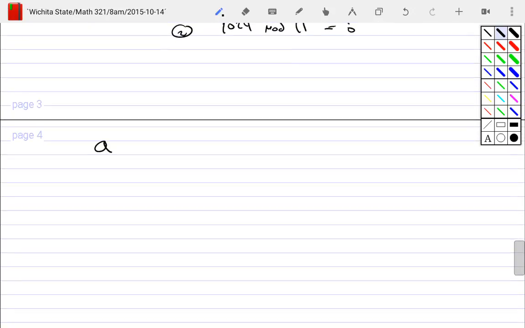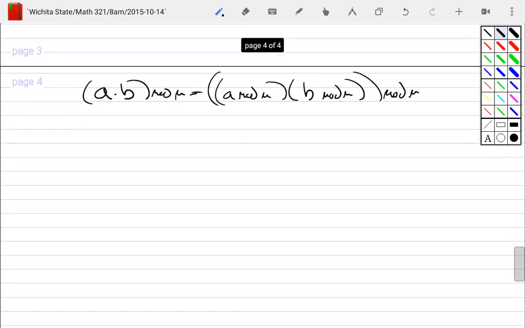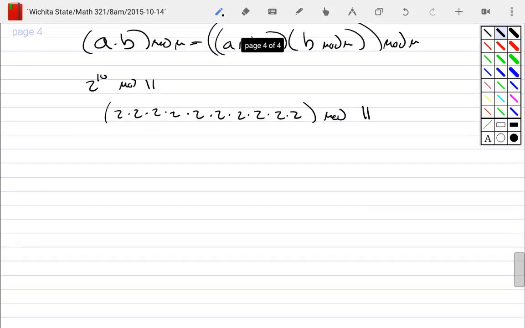But on the other hand, A times B mod M is simply A mod M times B mod M, and then mod M, which simply says modulus goes through multiplication. If modulus goes through multiplication, and I have 2 to the 10th mod 11, I could use that fact to make my life a little bit easier. This is an approach where we would do the following. 2 to the 10th is 2 times 2 times 2 times 2, 1, 2, 3, 4, 5, 6, 7, 8, 9, 10, mod 11. And so what I could do is just do this in a loop.